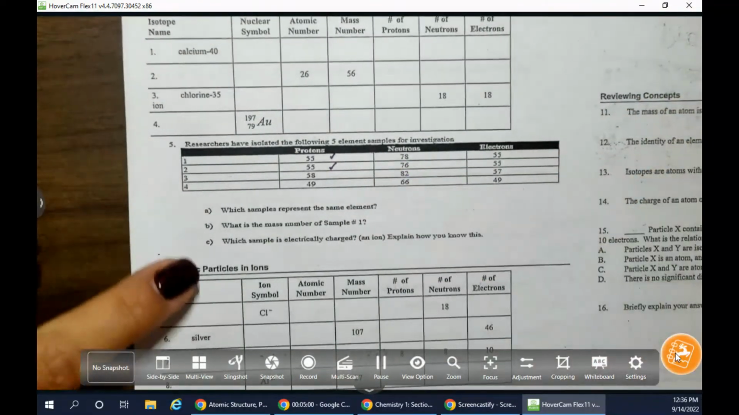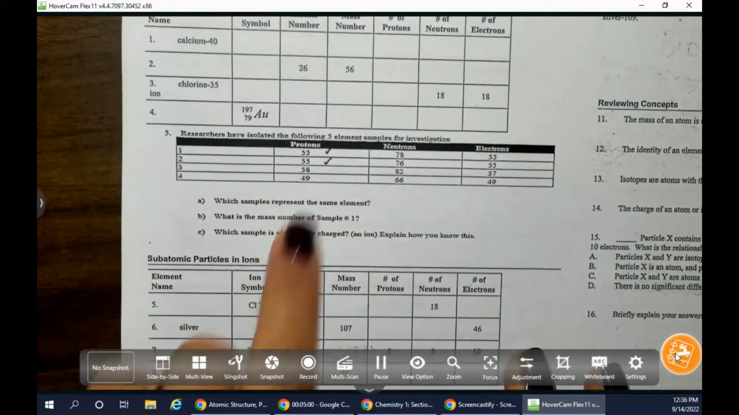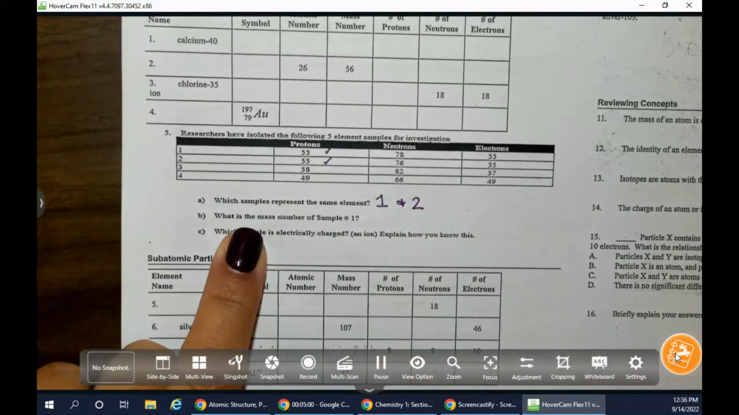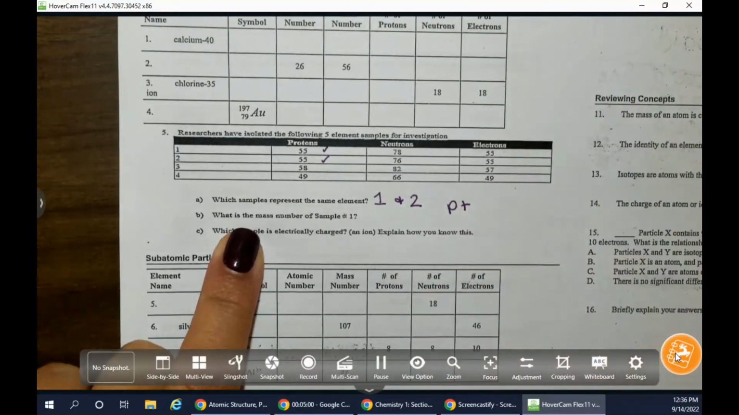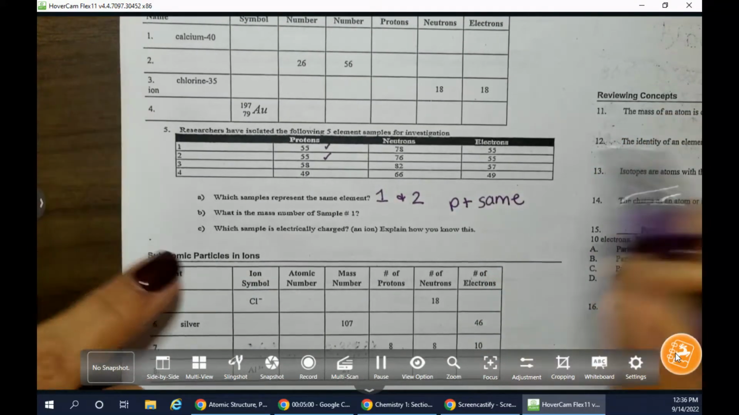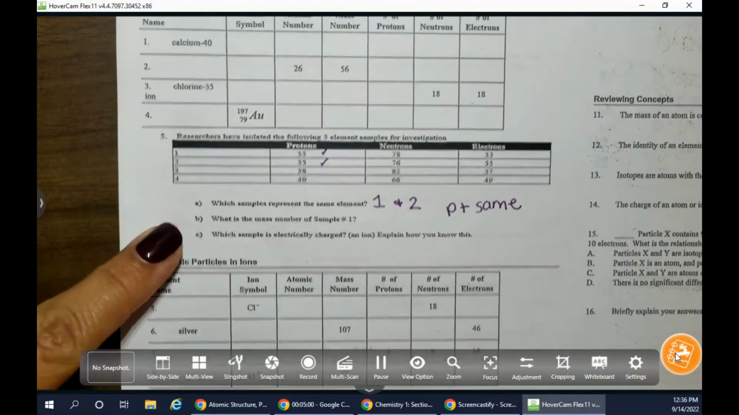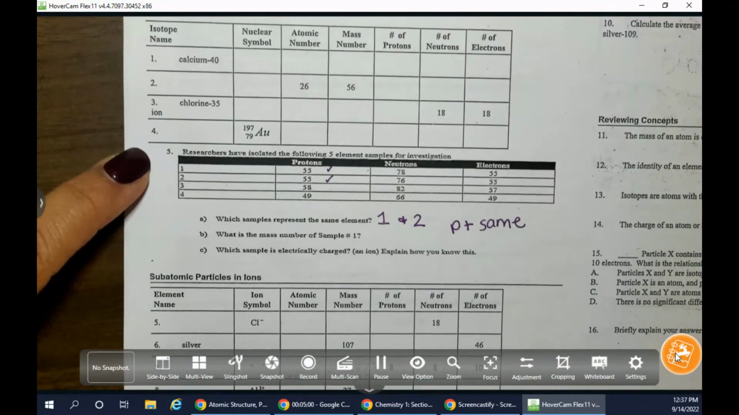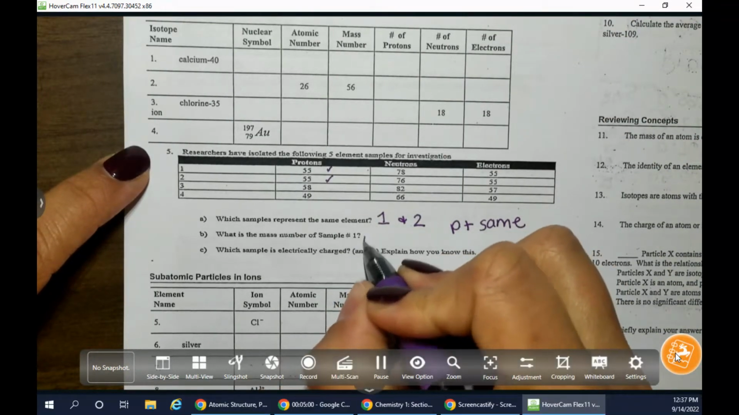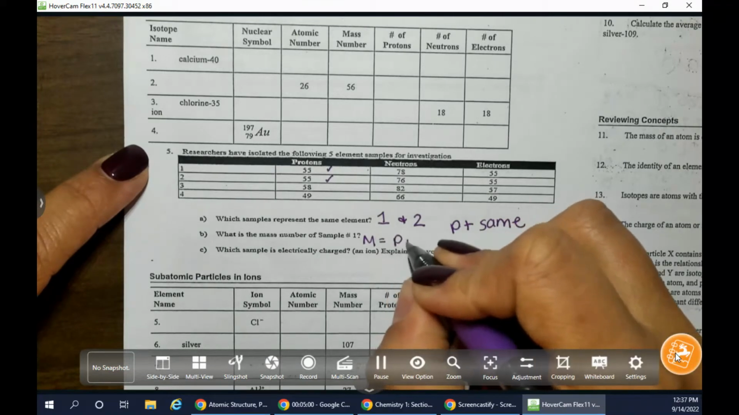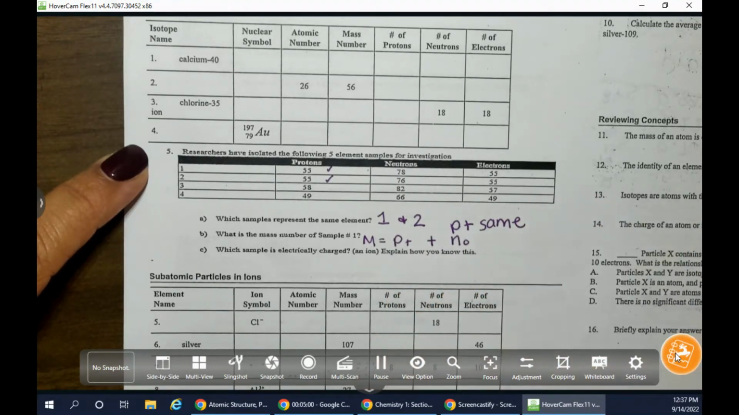The other ones you could figure out by looking up their atomic number, right? So sample 1 and 2, because we focused in on the number of protons. So protons were the same. What is the mass number of sample 1? So we have our sample 1 right here. How do I get my mass number? I just showed you that. Mass number is equal to what? Protons plus neutrons. Good. Protons plus neutrons.